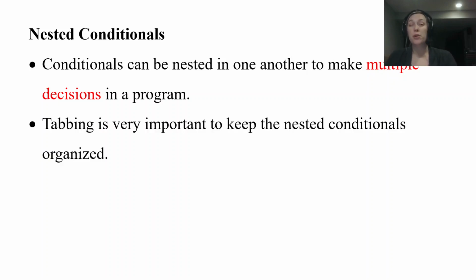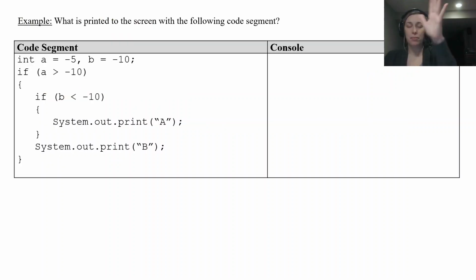Tabbing is very important with nested conditionals to keep everything organized. By convention, we like to tab in a program. Tabbing is not required for a Java program to run, but keep everything organized and include your tabs. Please, for the sake of my eyes, keep everything tabbed.